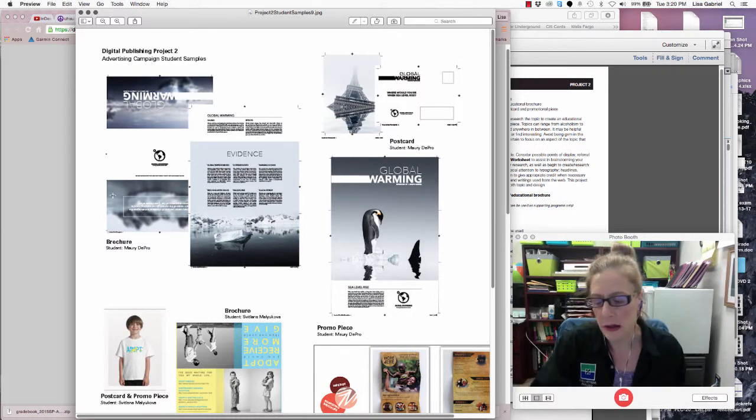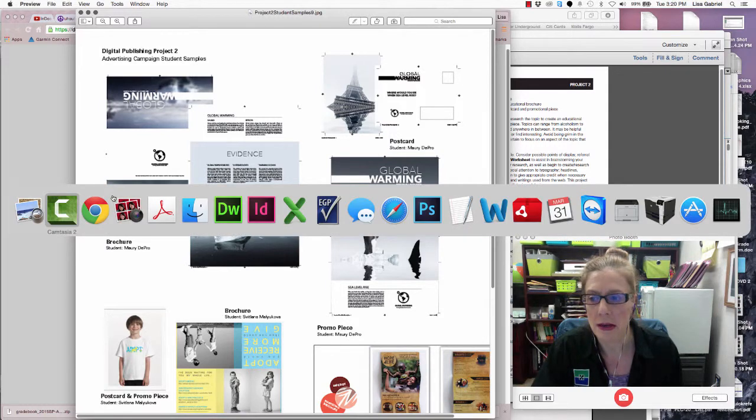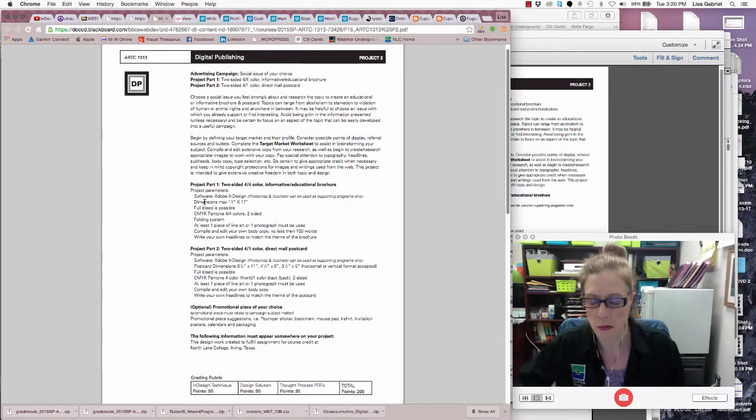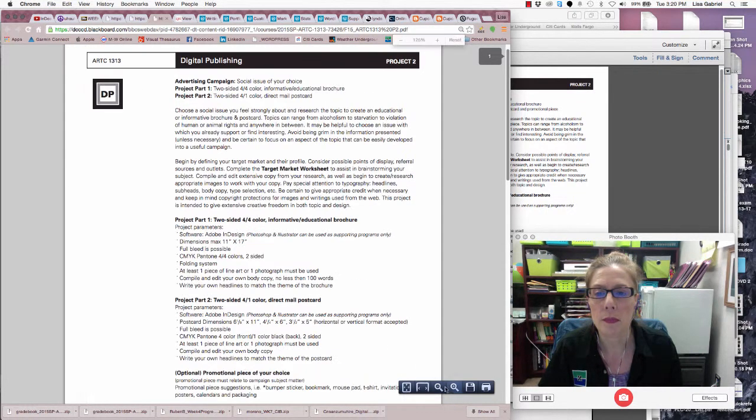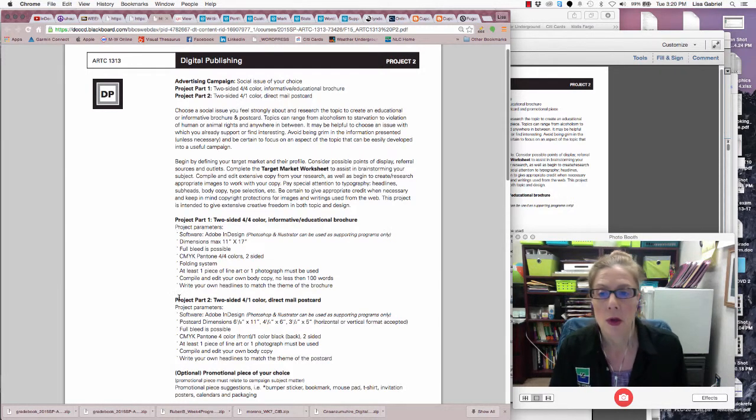Okay, so that is pretty much explained over here in the handout. So if I zoom up this handout a little bit here, it explains that you're doing a brochure and you're doing a postcard, and it gives you the criteria for those two pieces. So let's jump back up to the top and let's talk about the objectives of the project.